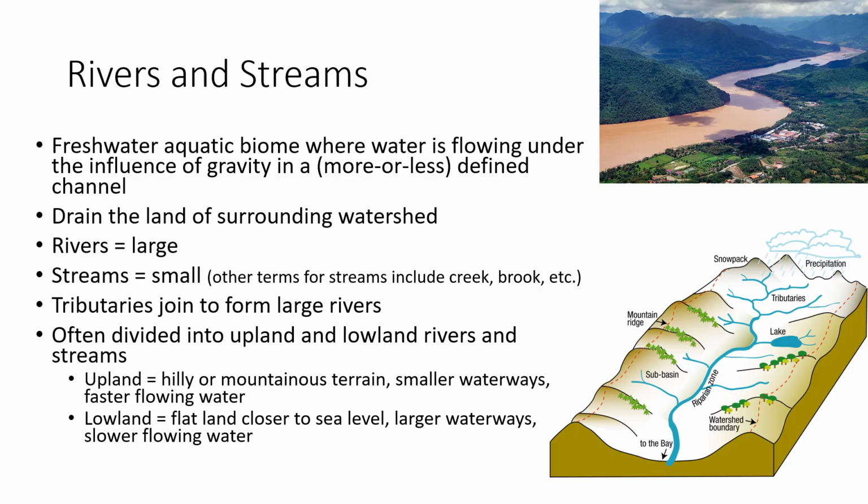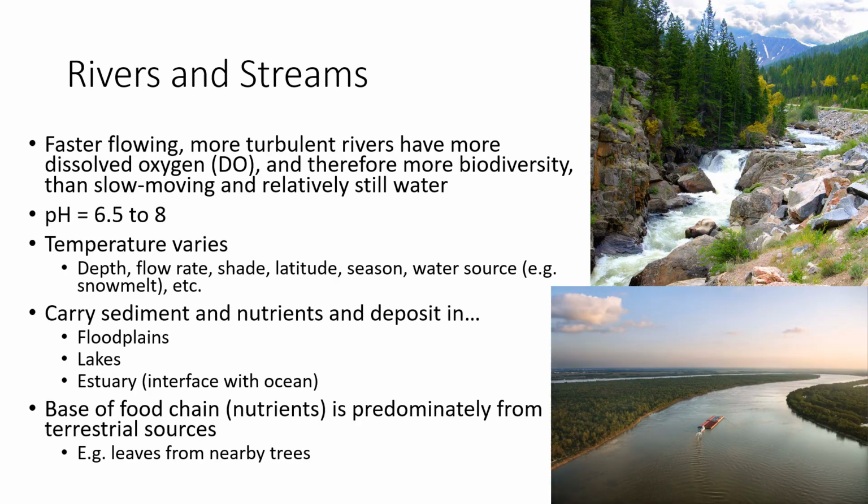Upland rivers also tend to have higher dissolved oxygen than lowland rivers as well. The abiotic characteristics of rivers and streams can vary widely. So, like for dissolved oxygen, for example, a fast flowing, very turbulent river is going to have more dissolved oxygen.